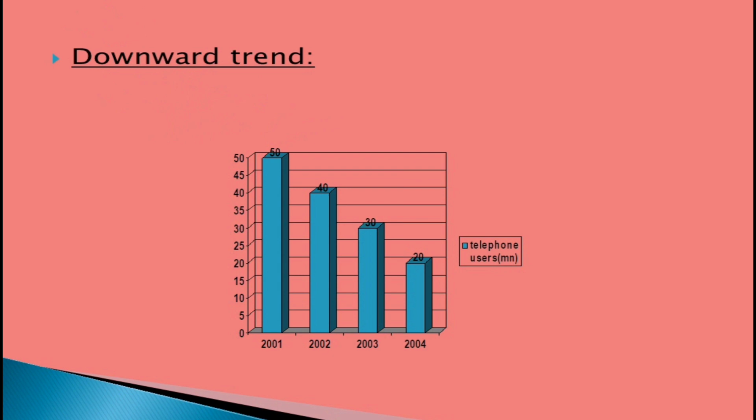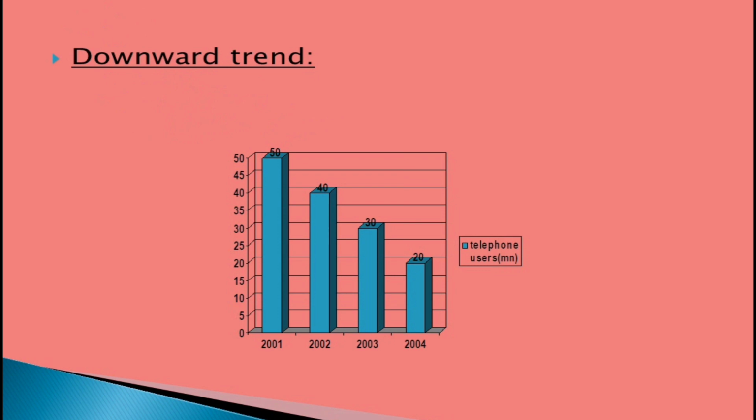Now, the downward trend. If the graph or chart shows any downward trend, then you can use this type of word like decrease or decreased, fall, fell, drop, dropped, or you can use decline or declined, collapse, collapsed, slump, slumped, plummet, plummeted, plunge, plunged, tumble, tumbled, dip, dipped, slip or slipped. Dear students, I have mentioned here 11 types of words. So don't use any word over and over again.